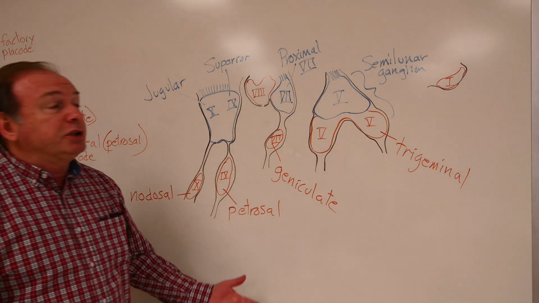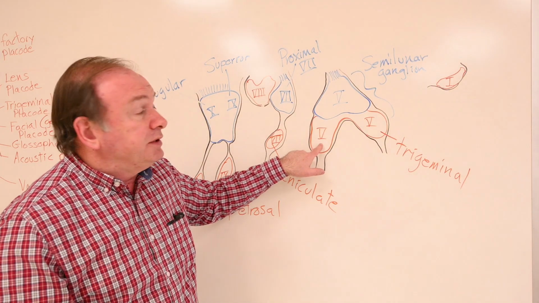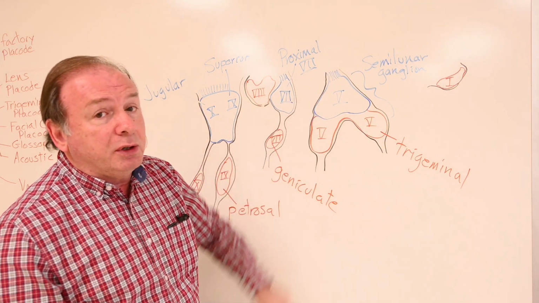So these are different sensory ganglion routes. There's incoming information that will come in, the ganglion cell that's in here will relay that information on toward the brain.